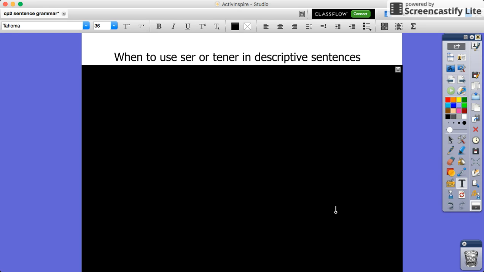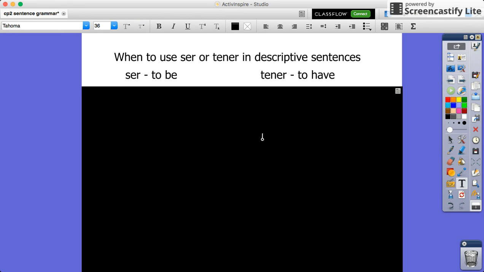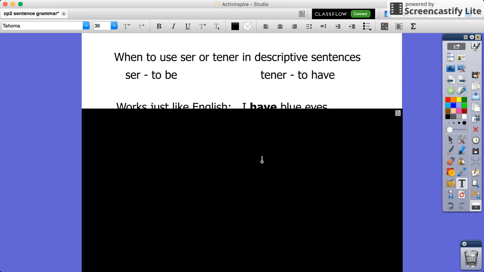So just to review when we would use ser in a descriptive sentence or tener in a descriptive sentence. Okay, first thing you need to remember is that ser means to be and tener means to have. So anything that you want to say, I am, you are, he is, she is, that's a form of ser, to be. And if you're talking about what someone has, I have blue eyes, she has green hair, you're going to use a form of tener.